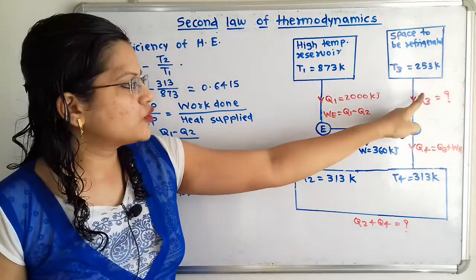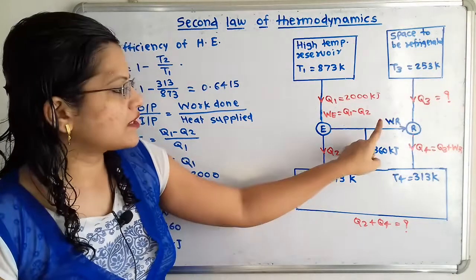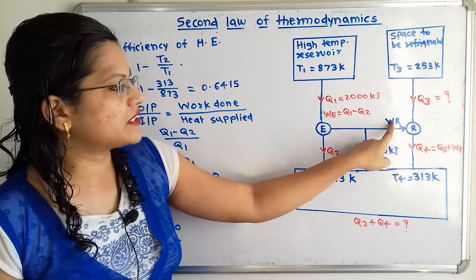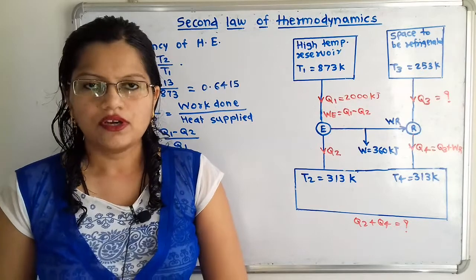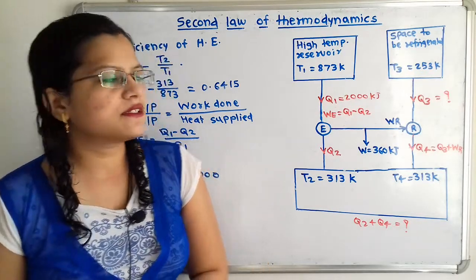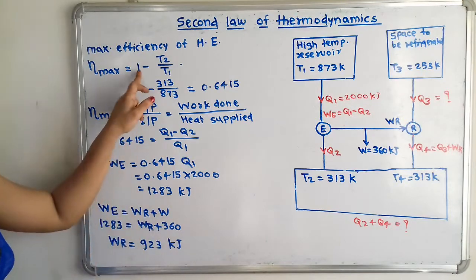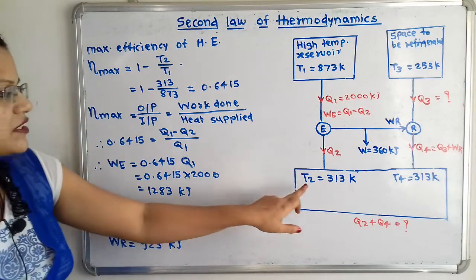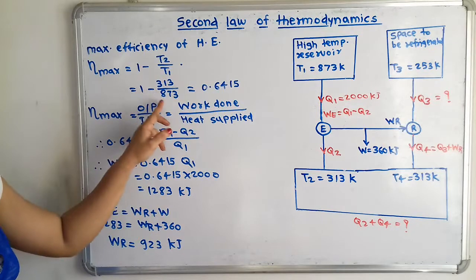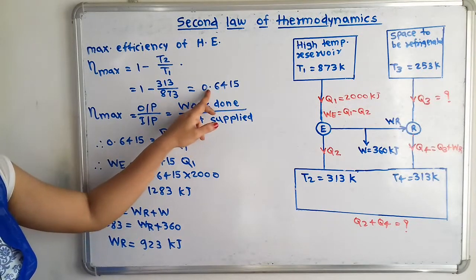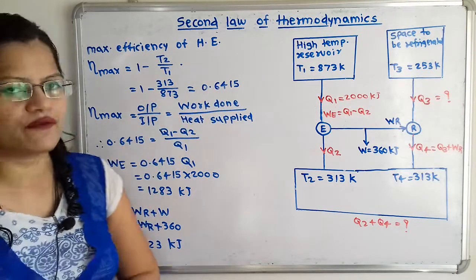To find out Q3, we will first find out the work input to the refrigerator, that is WR. For that, what is the maximum efficiency of the heat engine? The formula is 1 minus T2 by T1. Now T2 is known, T1 is known, so we put the values in Kelvin, which gives 0.6415.